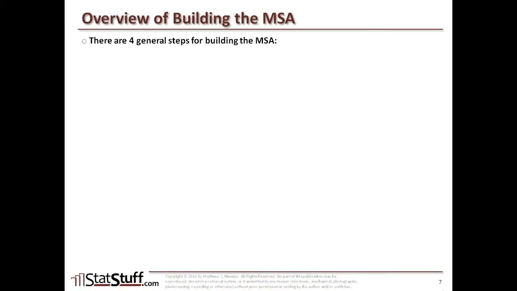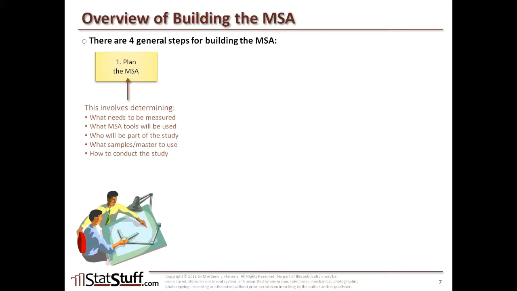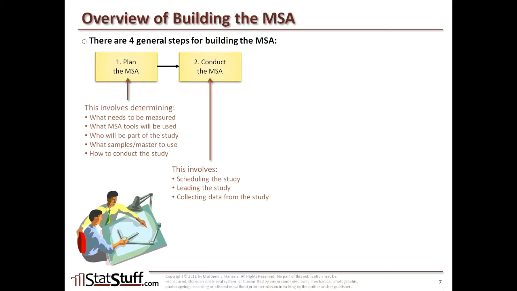But for now, let's review again the 4 general steps for building an MSA. The 4 general steps we're going to use begin with planning the MSA. That usually involves determining what needs to be measured, what MSA tools are going to be used during the MSA, and who's going to be part of the study itself, what samples or masters are we going to use for testing the accuracy, and how are we going to conduct the actual study itself. The next step is to actually conduct the MSA. That's going to involve scheduling the study, leading the study itself, and actually running it, and then collecting the data from the study.